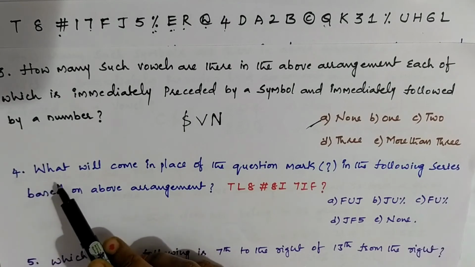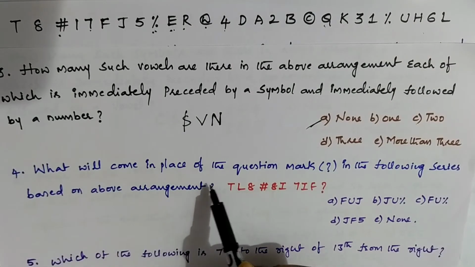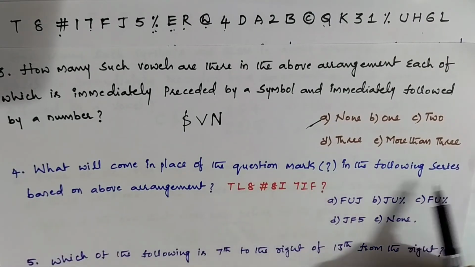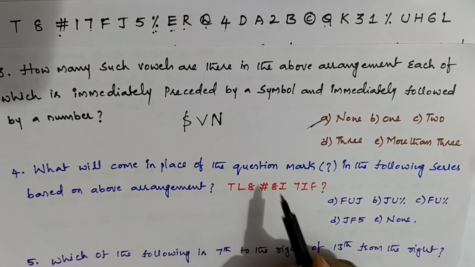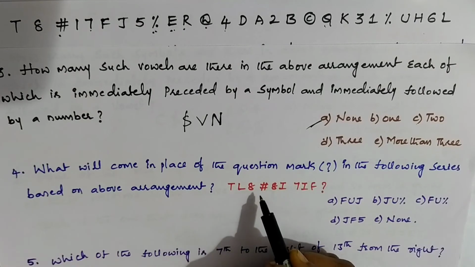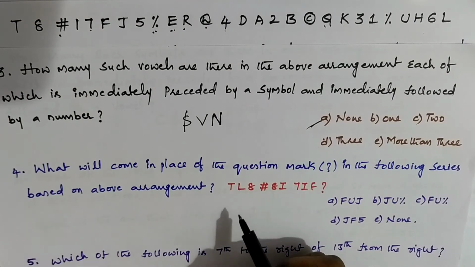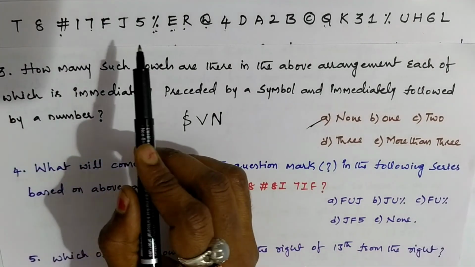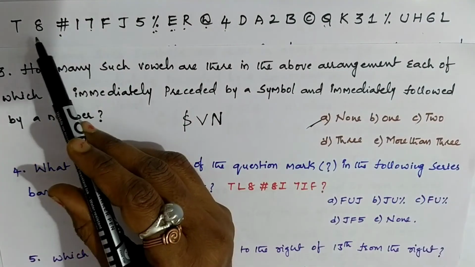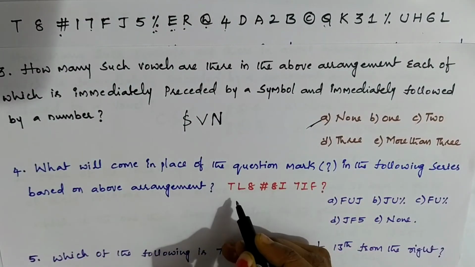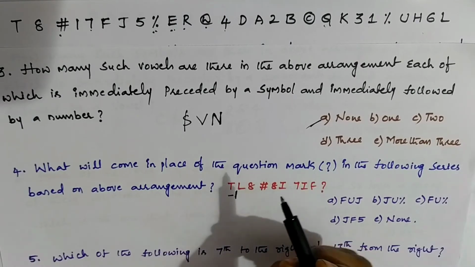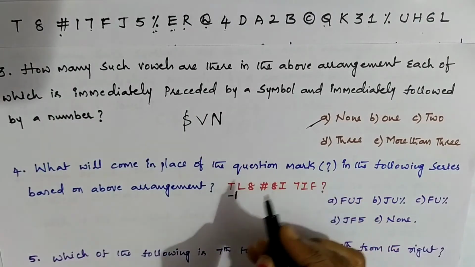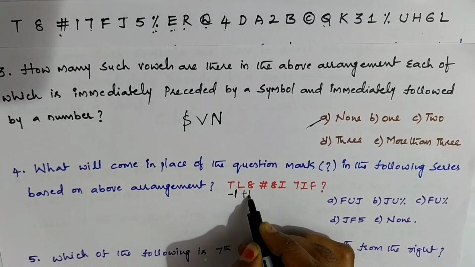Next question, what will come in place of the question mark in the following series based on the above arrangement? Okay, TL8. Okay, L is in relation minus 1 and 8 is plus 1.